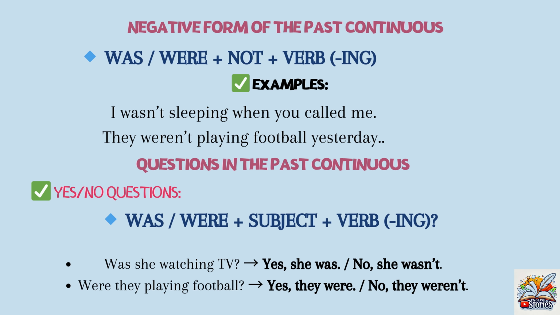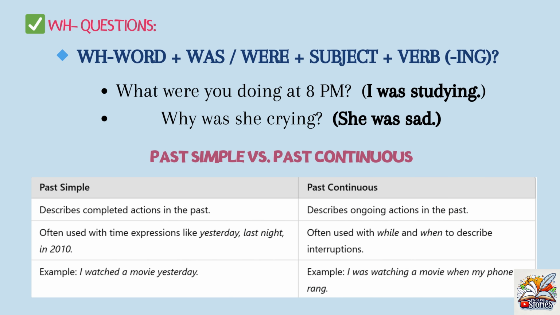Great. Now let's go over how to form questions in the past continuous. Yes/no questions. We start with was or were, followed by the subject, and then the verb with ing. Was/were plus subject plus verb-ing. Examples: Was she watching TV? Yes, she was. No, she wasn't. Were they playing football? Yes, they were. No, they weren't.